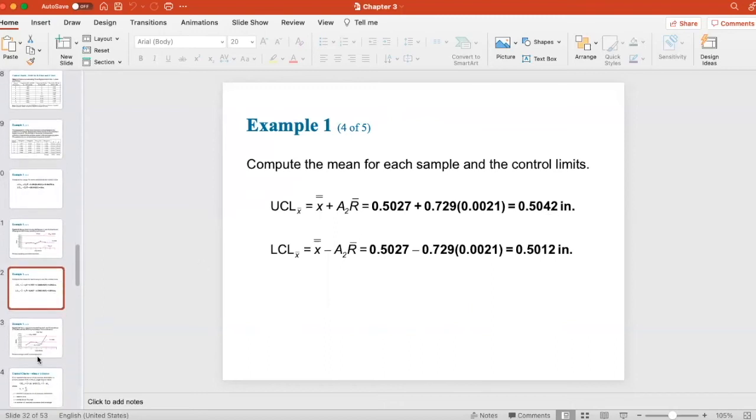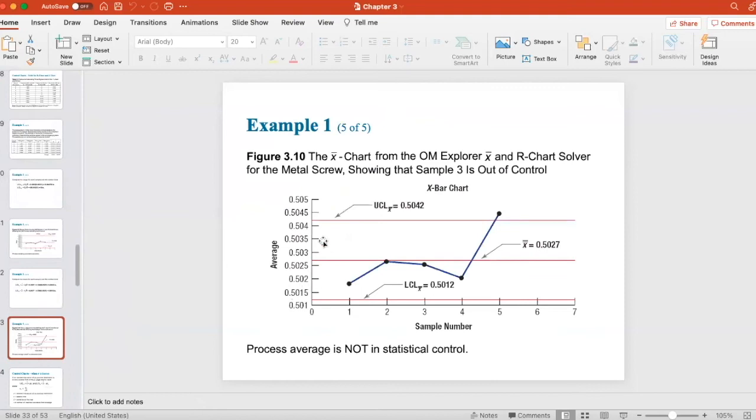Still the same thing, we do the visualization. We plot the upper limit 0.5042 and the lower limit, which is 0.5012. This is the upper limit and this is the lower limit. And then what we need to do: within the X bar chart, remember, every dot is representing the sample mean, right?